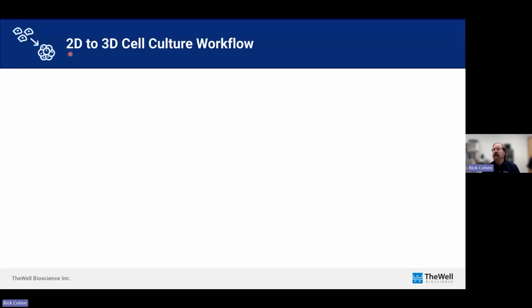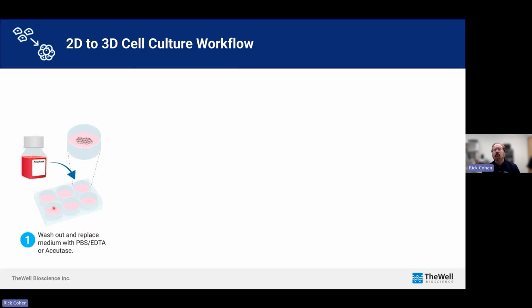So this is the 2D to 3D cell culture workflow. It's going to look very similar from thawing, but instead of thawing, we're taking existing dishes, we're removing the media, and I recommend always to wash it once with PBS EDTA. That removes the dead cells, and then replace it with Accutase. You could use something like TrypLE or extensive incubation with PBS EDTA to cause single cell suspension.